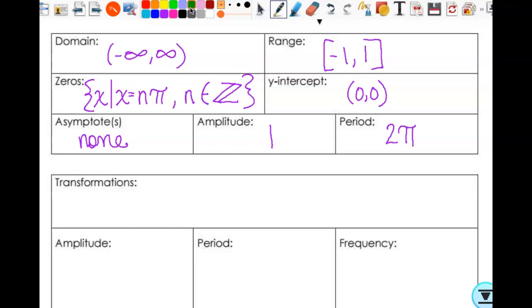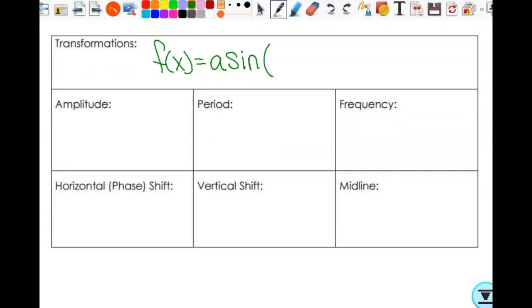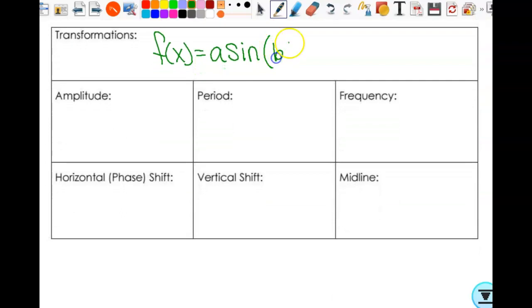All right, so let's write down what our transformations look like for this. F of x is equal to a times the sine of b times x minus c plus d.